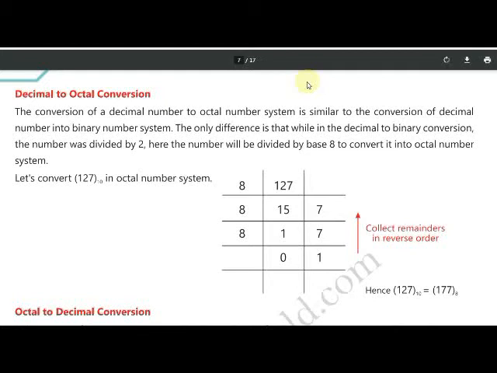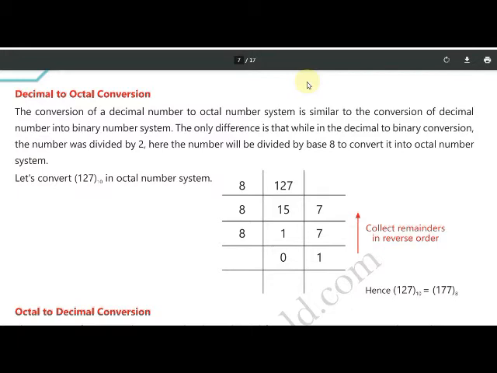Hello everyone, this is session number 3 of lesson number 1. In the last session, that means in session 2, we learned how to convert a decimal number to a binary number and a binary number to a decimal number. Now in this session we are going to learn the next numbering system, that is octal number.